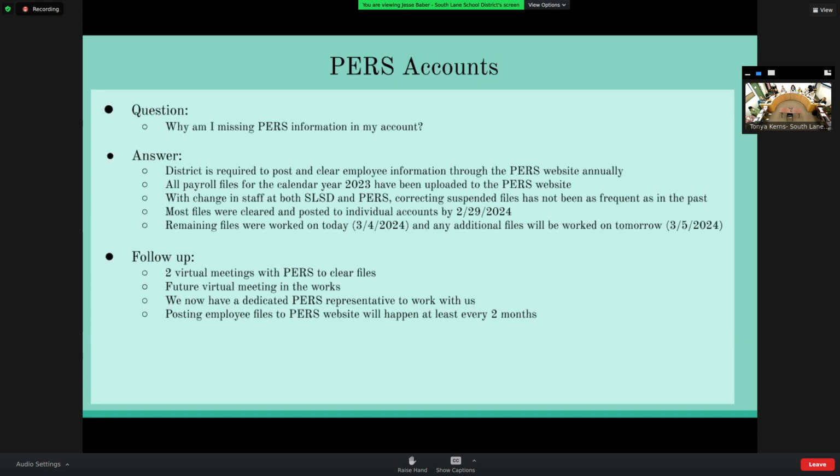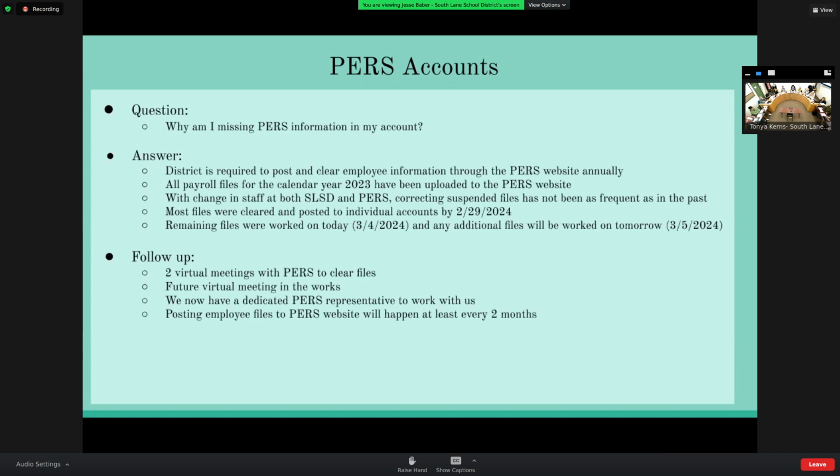The remaining files were worked on today in a joint effort with our payroll staff and PERS staff, and any additional files will be worked on and completed tomorrow. The process is we upload all employee information, including names, social security numbers, addresses, PERS withholding, hours worked, and other employee information to the PERS website once a month. PERS works on that file overnight.